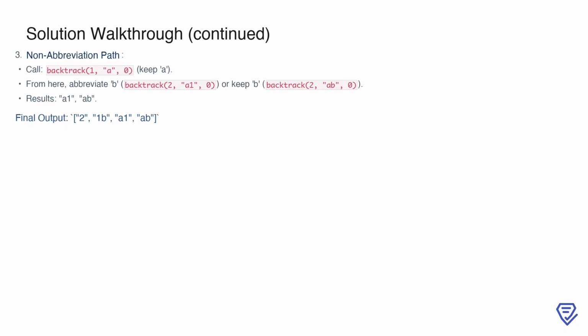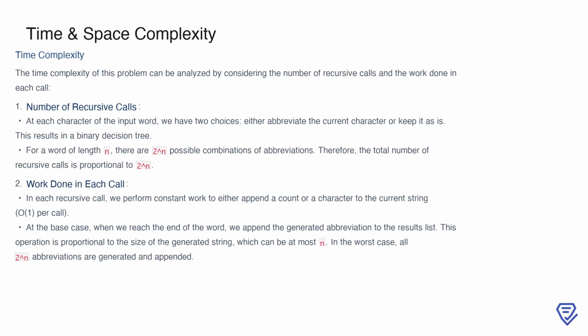To analyze the time complexity of this problem, we start by understanding the recursive nature of the solution. At each character in the input word, we have two choices: to abbreviate the character or to include it as is. This creates a binary decision tree, where each level represents a character in the word. For a word of length n, this results in a total of 2 to the power of n combinations, corresponding to the number of recursive calls. In each recursive call, we perform constant work, such as updating the current string with either a count or a character, which takes O(1) time.